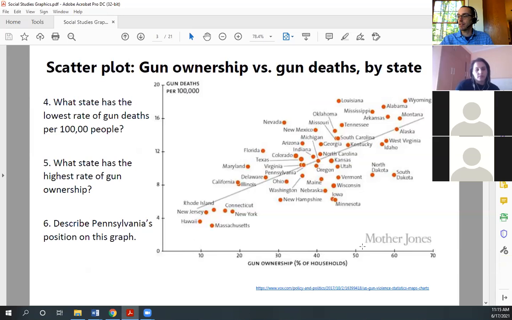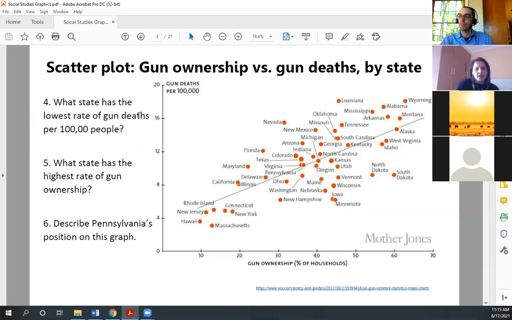So left to right, we have the percent of people in that state who own guns, and up and down the vertical axis, we have the number of people who die per 100,000 people of population in gun deaths. Okay. So number 4, what state has the lowest rate of gun deaths per 100,000 people?